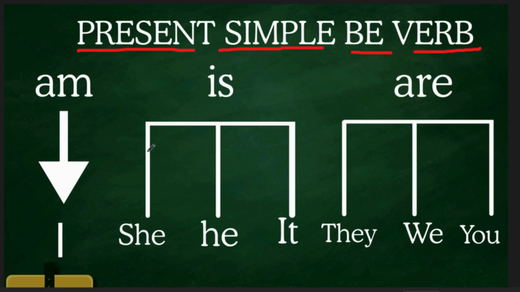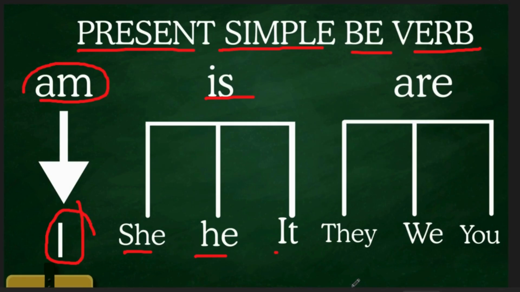We use am with I. We use is with she, he, or it. We use are with they, we, or you.